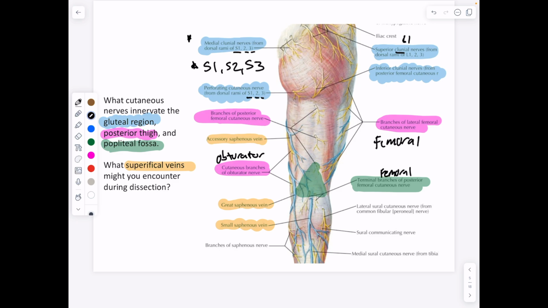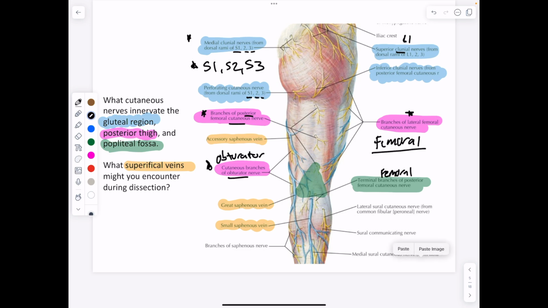Then you have the posterior femoral cutaneous nerve for the posterior thigh. So the posterior cutaneous nerve, which we saw from the sacral plexus, and branches of the lateral femoral cutaneous nerve, so femoral nerve. And then you go a little bit further down, we have the obturator, so cutaneous branches of the obturator nerve, and we said that the obturator nerve is innervating the medial compartment of the thigh. And then in the popliteal fossa region, you have the posterior femoral cutaneous nerves.